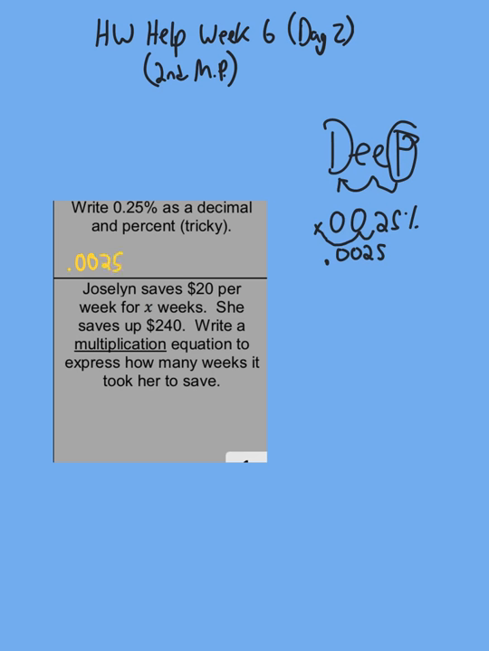Now, to get my fraction, I have to say my decimal, 0.0025, so I'll have to say it correctly, write it as a fraction, and then reduce it. So first I'm going to say it. It's 25 ten-thousandths. So I'm going to write 25 ten-thousandths. So say it, write it, and now reduce it.